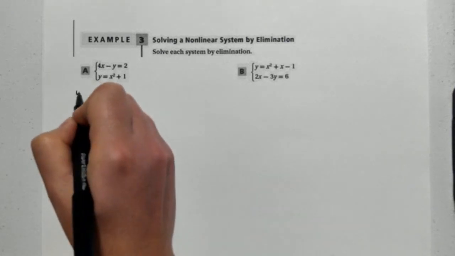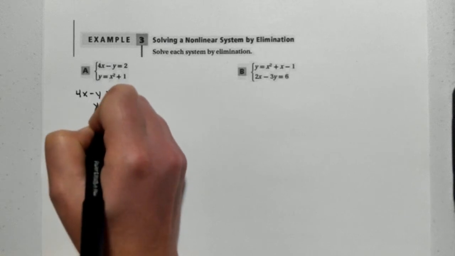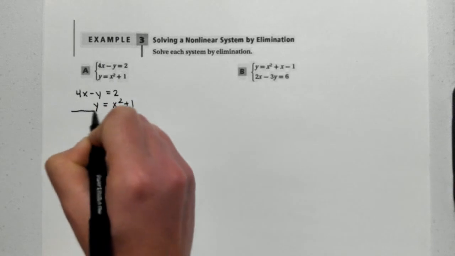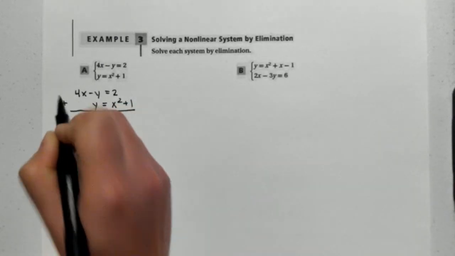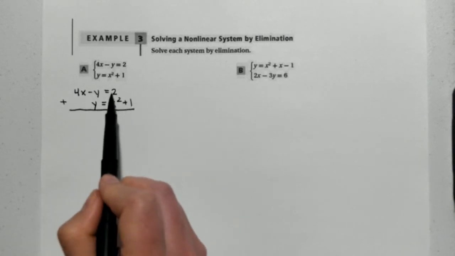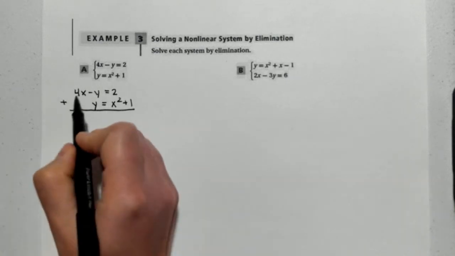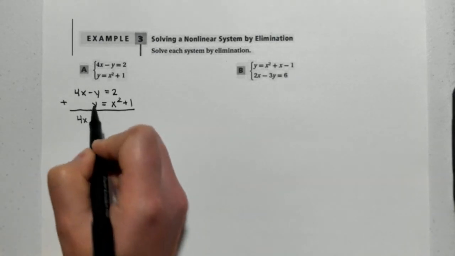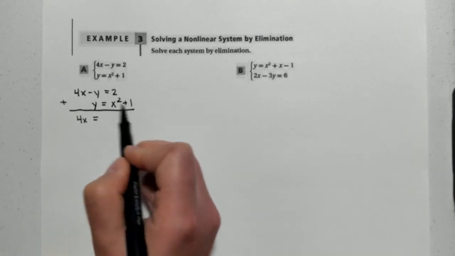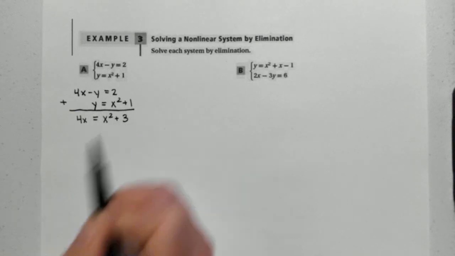So I'm going to line these up. So we're going to have 4x minus y equals 2. And this y will line up underneath. And then we have equals x squared plus 1. So they're opposite signs, so I'm going to add. Now, whatever's on the left side you'll add together, right side you'll add together. And if you have any like terms, you're going to combine them. So I'm going to have 4x on the left, negative y plus y gives me 0, equals, and over here, I'm going to have x squared, and then 2 plus 1 gives me 3.